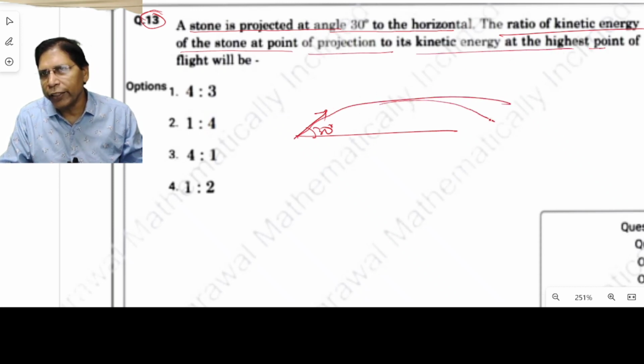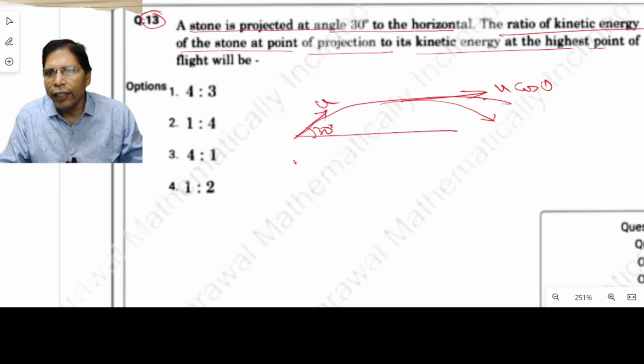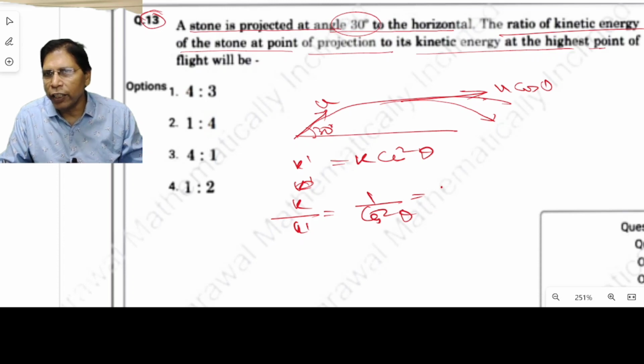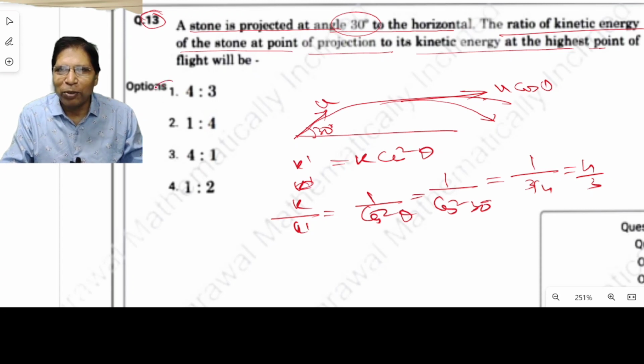If this is the trajectory, at the top point its velocity is u cos theta, and at the initial point the velocity is u. So here, k dash equals k cos square theta. Therefore, k by k dash is 1 by cos square theta. And the angle of projection is 30 degree. So 1 by cos square 30 degree, so 1 by 3 by 4, so this is 4 by 3. Look at this, option 1 is correct.